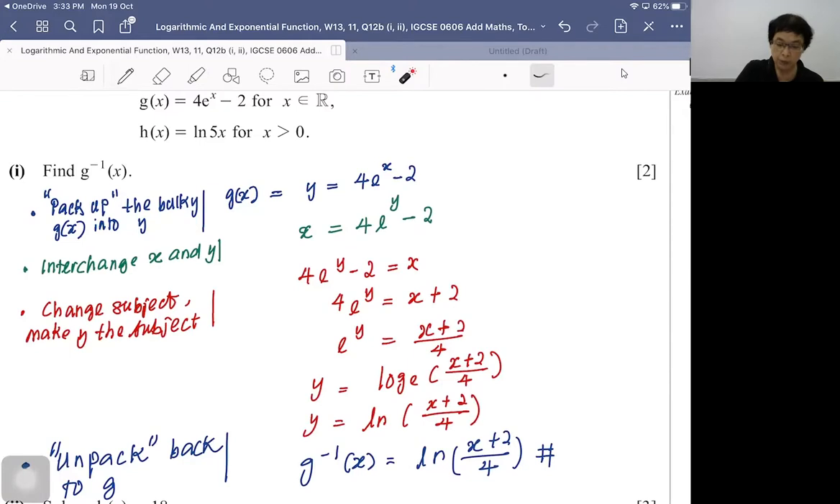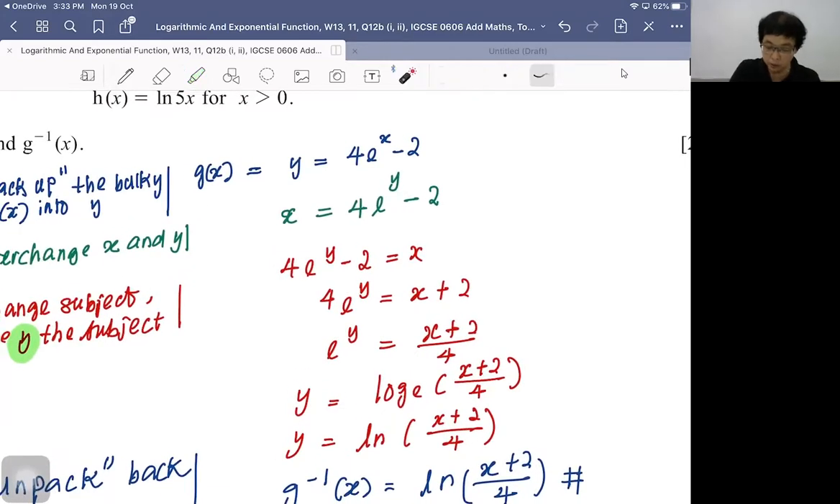Now we come to the step where we change subject, making y our subject, because that is going to be our inverse of the function, g to the power negative 1 of x. What we do is add 2 to both sides, then we get to this step, and here we divide both sides, and we conveniently arrive at this stage. Then from this step to this step, it seems there is a jump.